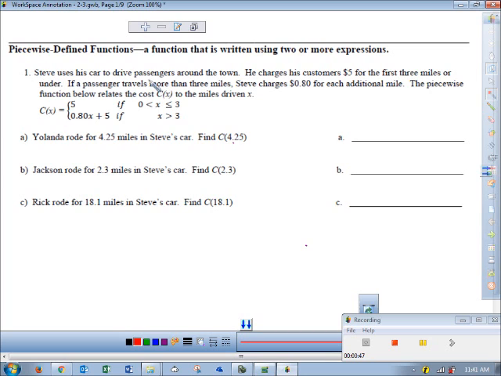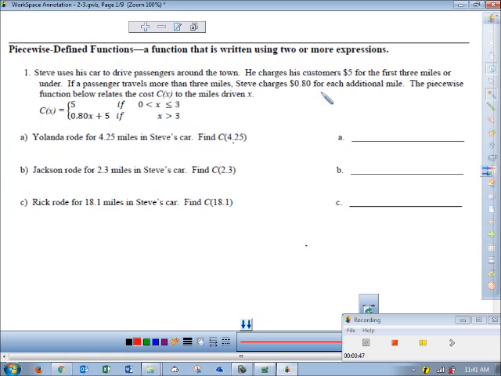It says Steve uses his car to drive passengers around town. He charges his customers $5 for the first 3 miles or under. Right? So if you get a ride from Steve and you go 3 miles or under, it's going to cost you $5. If a passenger travels more than 3 miles, Steve charges 80 cents for each additional mile.